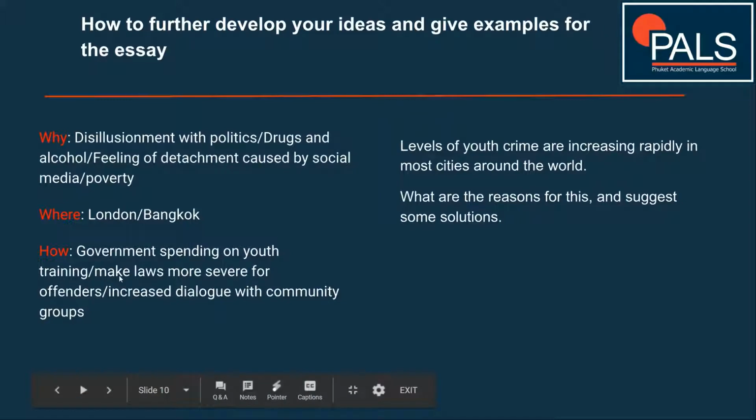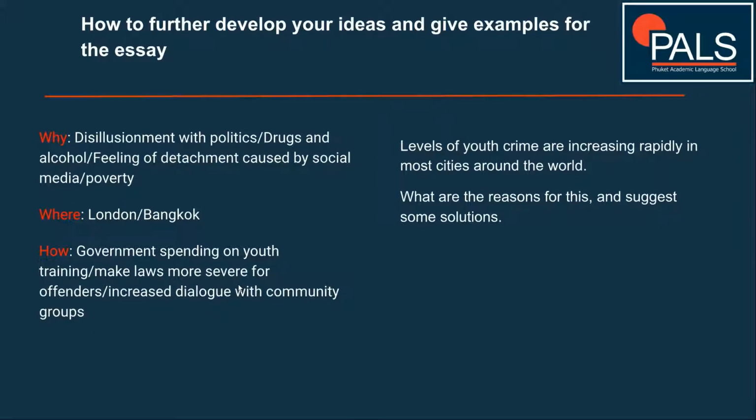More negatively, the government could make laws more severe for offenders. So, some people would argue that more stringent or strict laws act as a deterrent, or something that prevents people from committing the crime in the first place. That could decrease crime, some people might say. Also, there could be an increased dialogue with community groups.